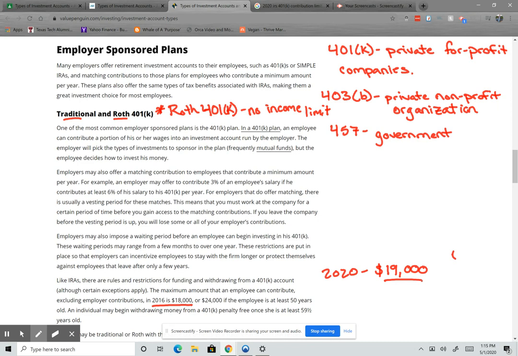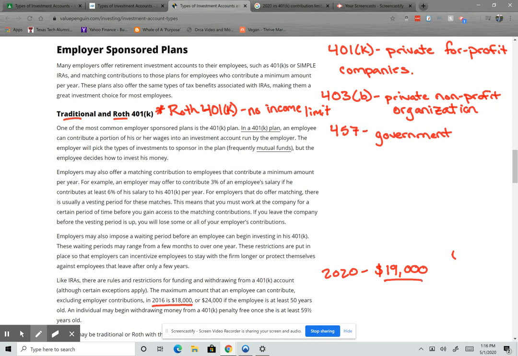So Roth IRA goes, hey, you make too much money. We can't have you contributing $6,000 to your Roth IRA. But then those same people just go around to their 401k and say, hey, you make a lot of money, but that's fine. You can contribute $19,000 to a Roth 401k. It makes absolutely no sense.